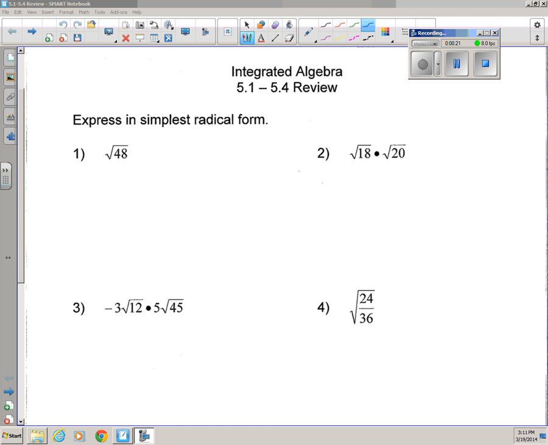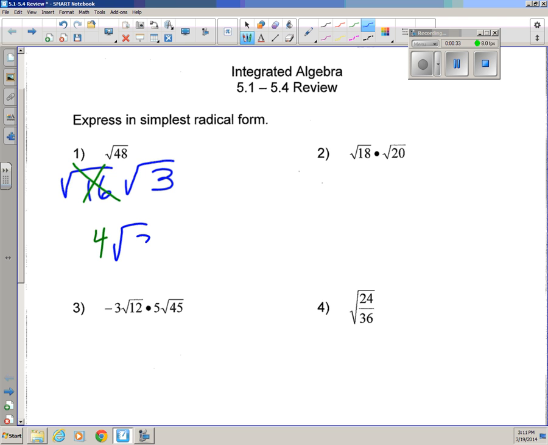So for the square root of 48, I'd break that down into the perfect square of 16 and the irrational number square root of 3. The square root of 16 is just 4, so this final answer is just 4 square root of 3.